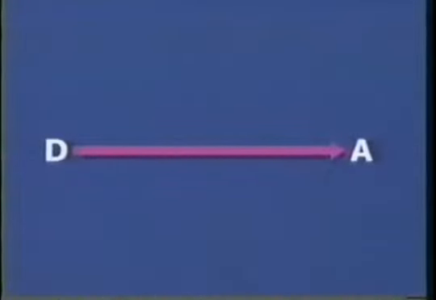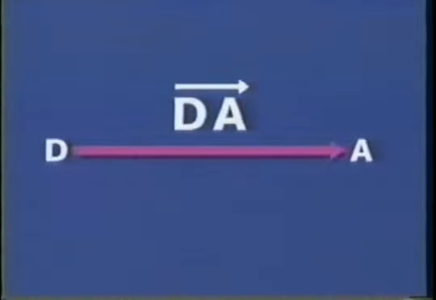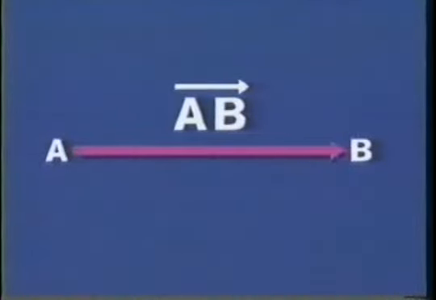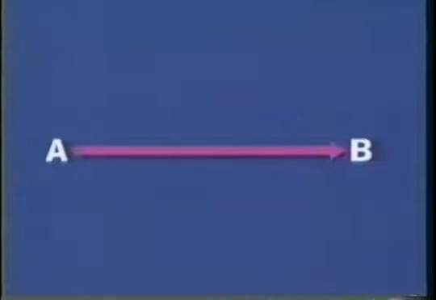In this example, D is the initial point, and A is the terminal point. The direction of the vector is from D to A, so D is written first. So, there are 2 ways of naming vectors, AB and A.